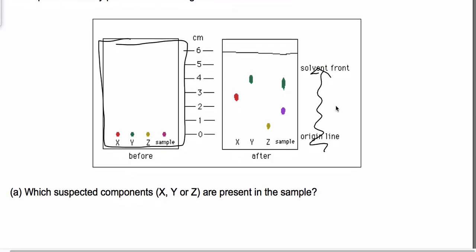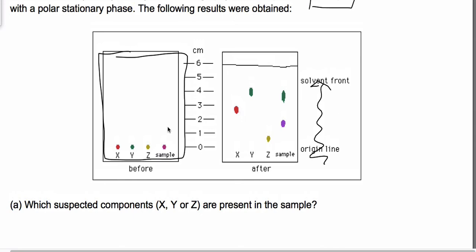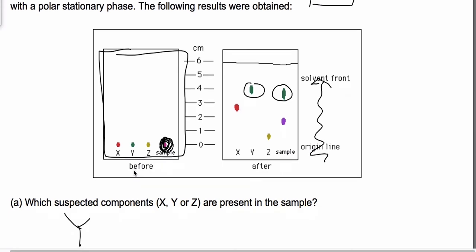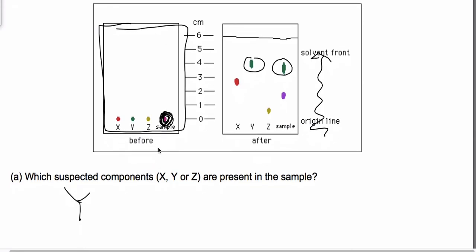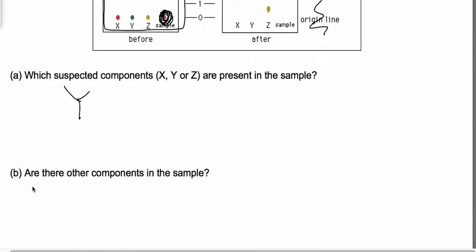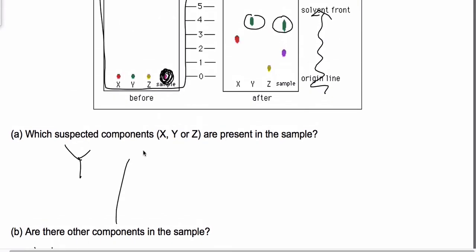So, which suspected components, X, Y, and Z, are in the sample? So here's the original sample. Okay, and now it goes up there. So we can tell that Y is in the sample. Okay. And not really sure what's there. Okay. There is another component, but we definitely know Y is there. Okay. Are there other components? Yes, there are other components because we do see this purple phase right here.